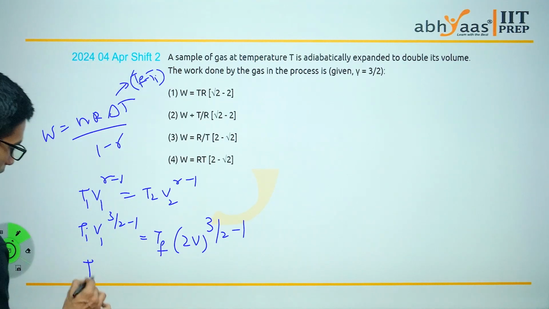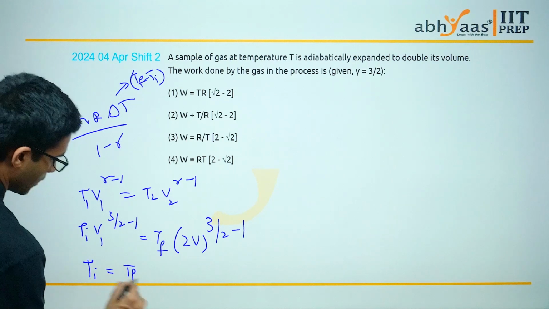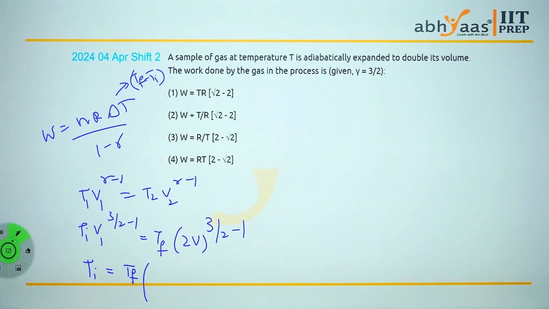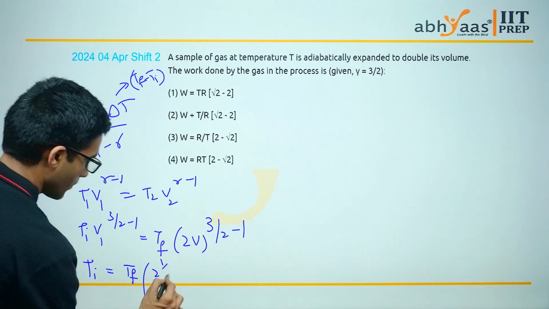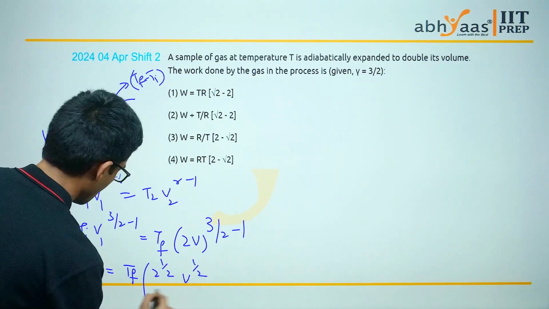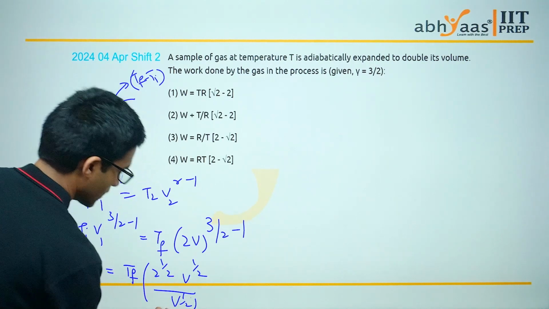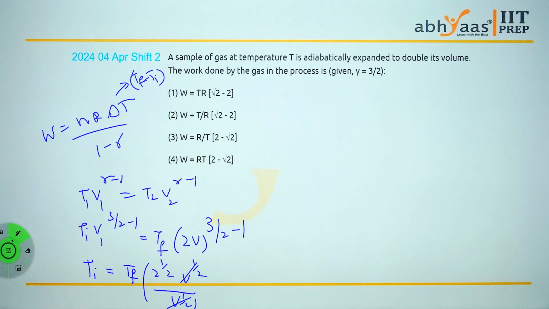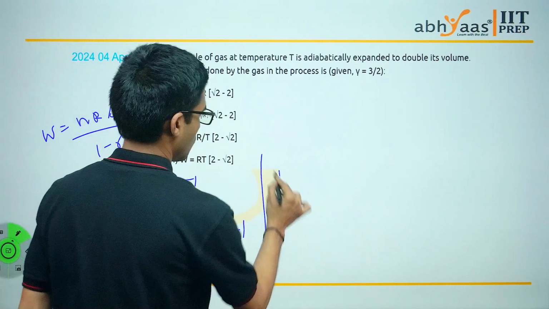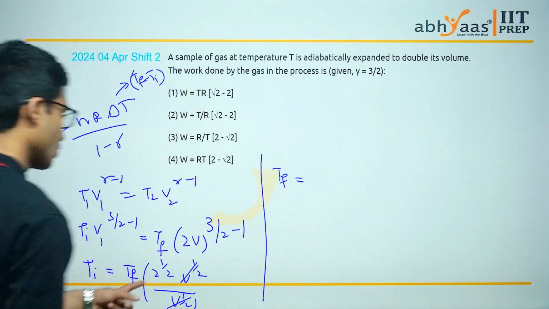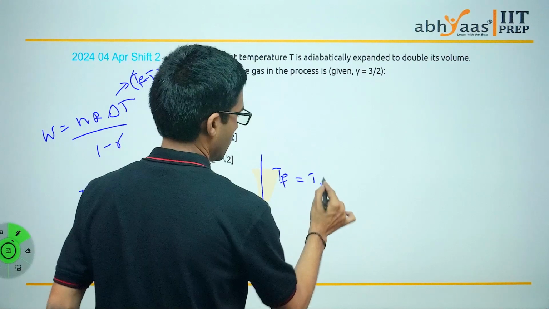Then T initial is equal to T final into 2 power 1 by 2 V power 1 by 2 by V power 1 by 2. This gets cancelled. What happened? T final is equal to T initial by root 2.